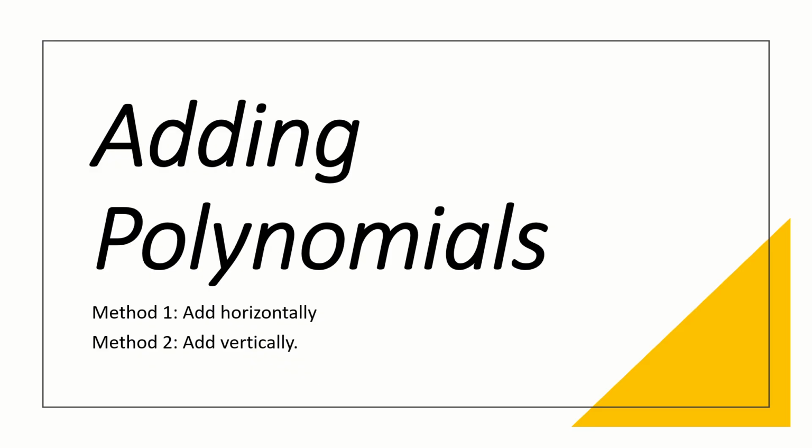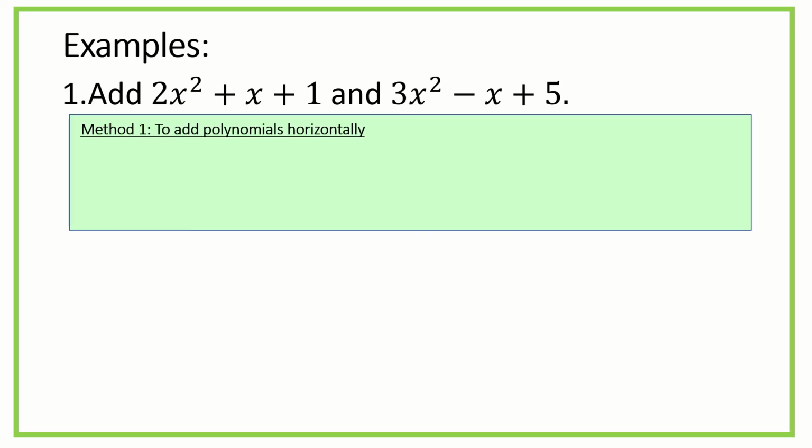When we add polynomials, we can add horizontally or add vertically. Let us have an example to better understand the two methods. Let's say we are asked to add 2x squared plus x plus 1 and 3x squared minus x plus 5.